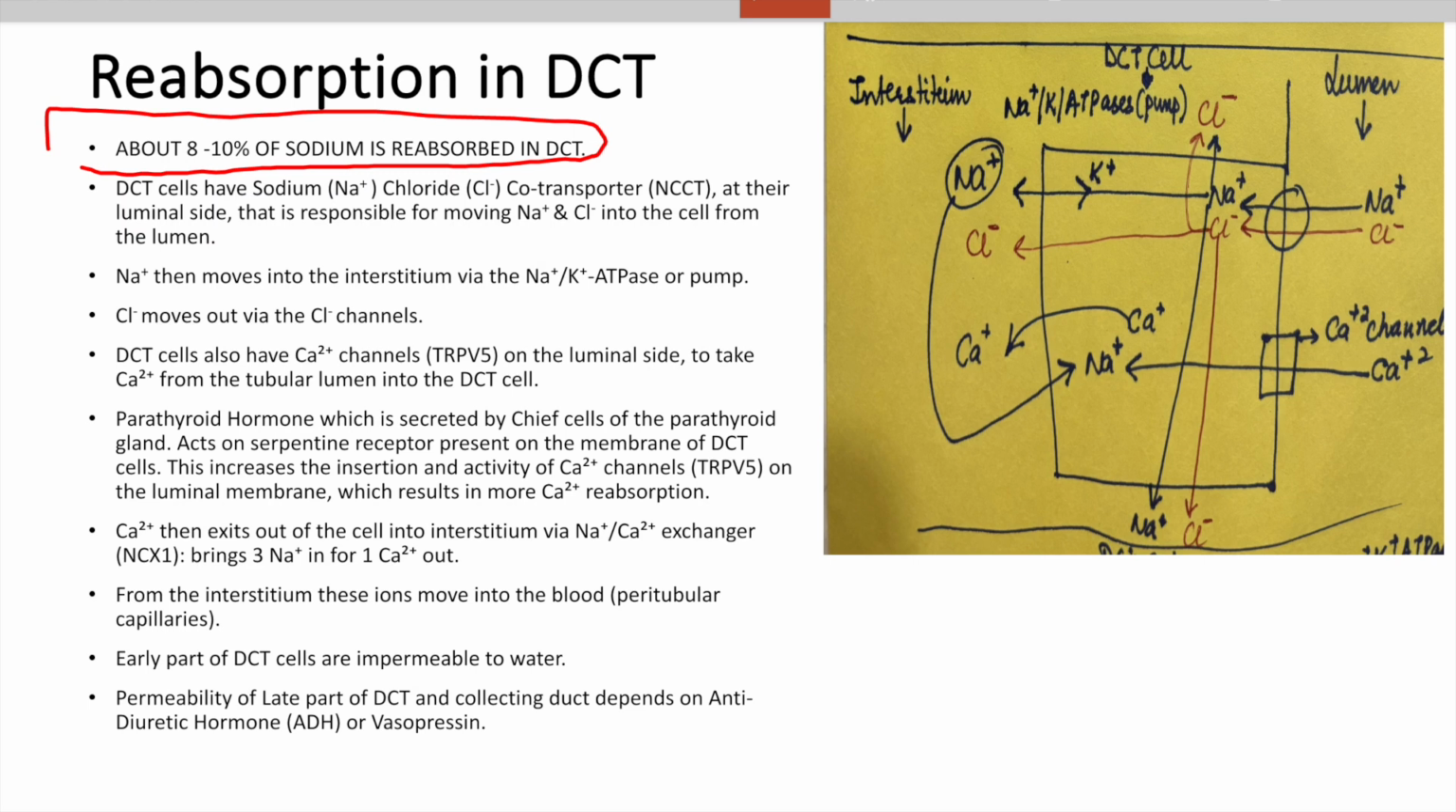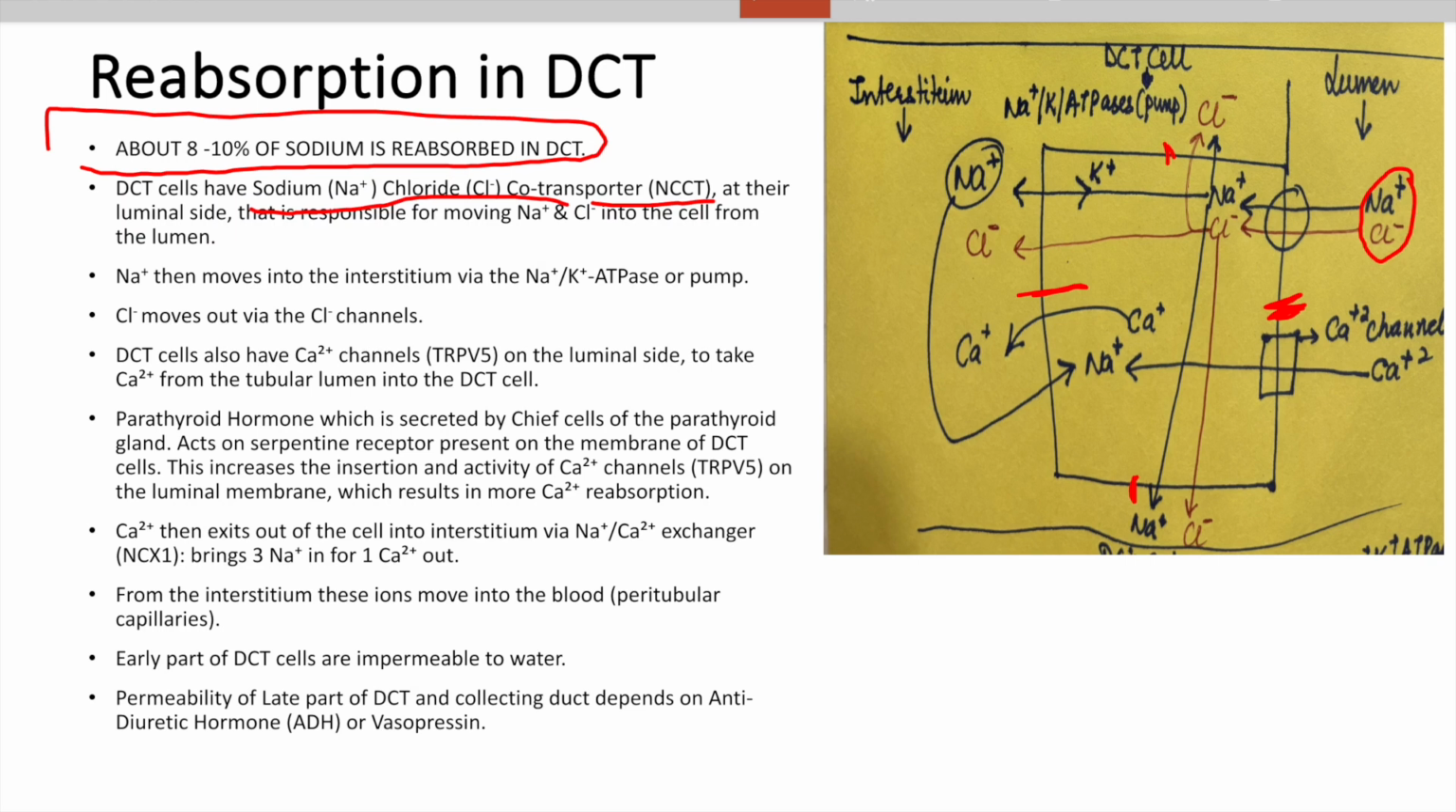Now, how does this reabsorption take place? The DCT cell, the distal convoluted tubular cell, has an apical surface which faces the lumen. Then it has a basal surface, and then a lateral surface. Now, the apical surface which is facing the lumen consists of a cotransporter known as the sodium chloride cotransporter, NCCT.